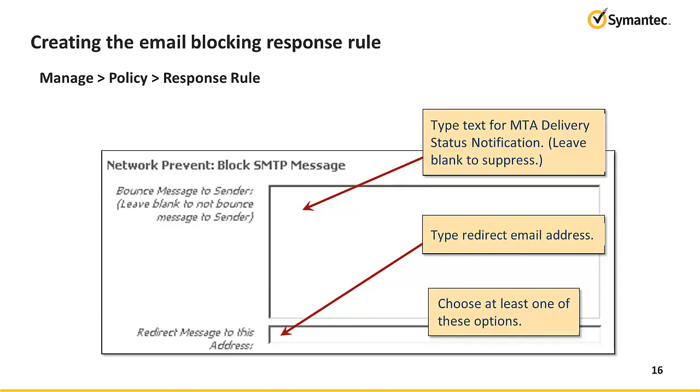The Bounce Message to Sender option enables you to specify the text to include in the MTA's delivery status notification, which goes out to the sender announcing that the email was blocked. If you wish to suppress the MTA's failure notification, leave this field blank. Redirect message to this address allows you to redirect blocked messages to a particular address, such as the Symantec DLP administrator. If you desire to do so, enter that address in this field. If you leave the field blank, the bounced message goes to the sender only. Note that it is mandatory to choose at least one of these options.